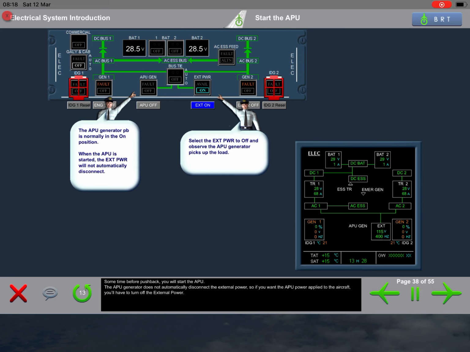Sometime before pushback, you'll start the APU. The APU generator does not automatically disconnect the external power, so if you want the APU power applied to the aircraft, you'll have to turn off the external power.